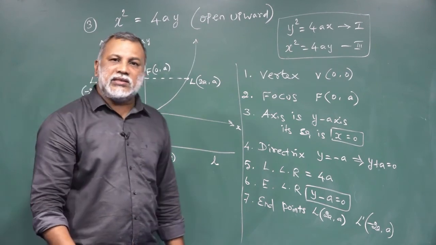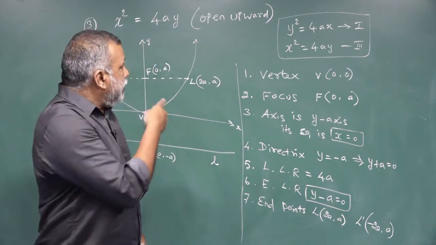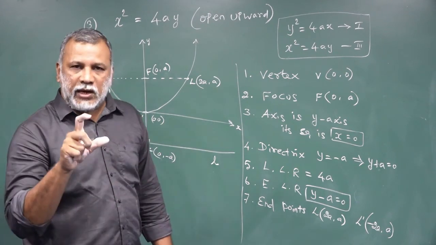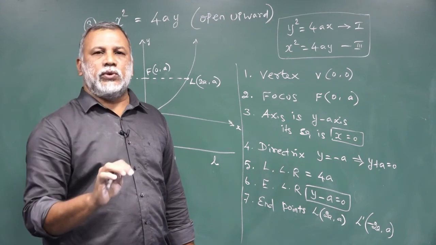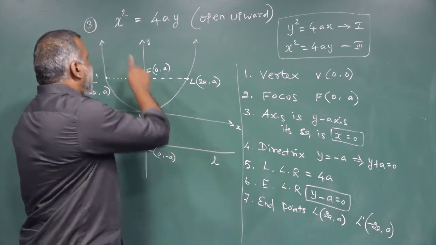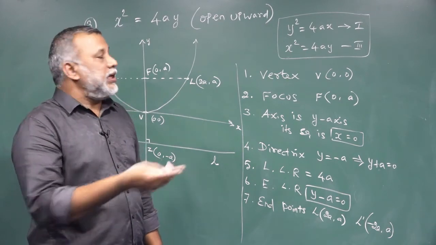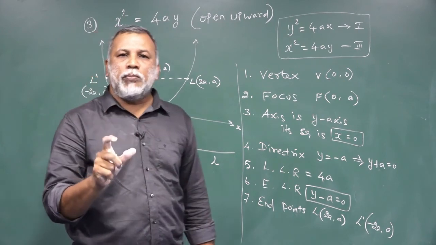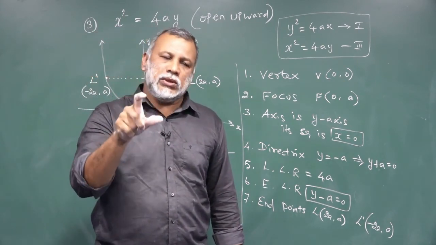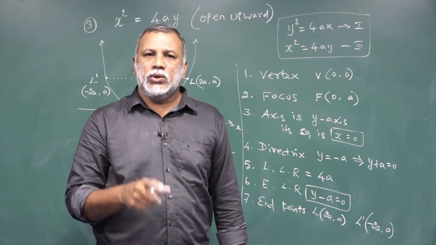So far we have already discussed type 1, type 2, type 3. With the help of type 3, dear students, try type number 4 yourself. Very simple one. Type number 4 is x squared equal to minus 4ay. That is called open downward. So you can try yourself. Just refer to the diagram. You are able to work it out.